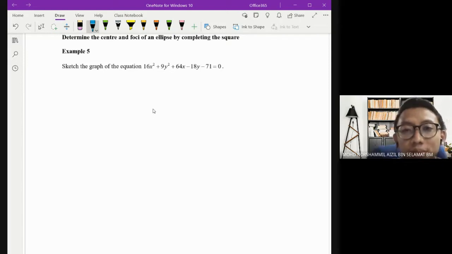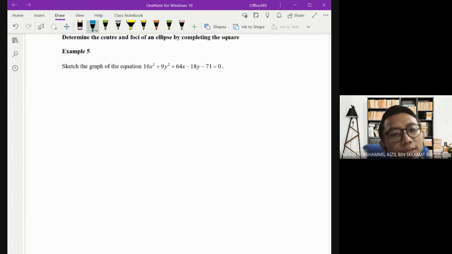Okay, example number 5. Sketch the graph of the equation given to you. Sketch the graph. Masya Allah. Nak buat macam mana ni, sahabat? Nak cari graph. Kamu tahu ke equation ni sebenarnya equation ellipse ke equation circle? Center pula. Equation circle. Tahu beza tak equation ellipse dengan equation circle? Macam mana how to distinguish between those two?